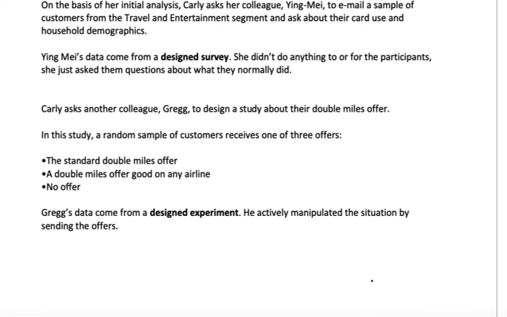Greg designs a study where he gives people different offers and then tries to see how much they spent. So he's actively manipulating the situation. This makes it a designed experiment because he is trying to give people certain offers and saying, okay, well, I think if they get a better offer, then they might spend more. So the difference between an experiment and a survey is whether or not you're doing anything to manipulate the situation or if you're just asking people about what they normally do. So if you're asking people about what they normally do, that's a survey. If you're trying to get people to do something out of the ordinary, then that's an experiment.